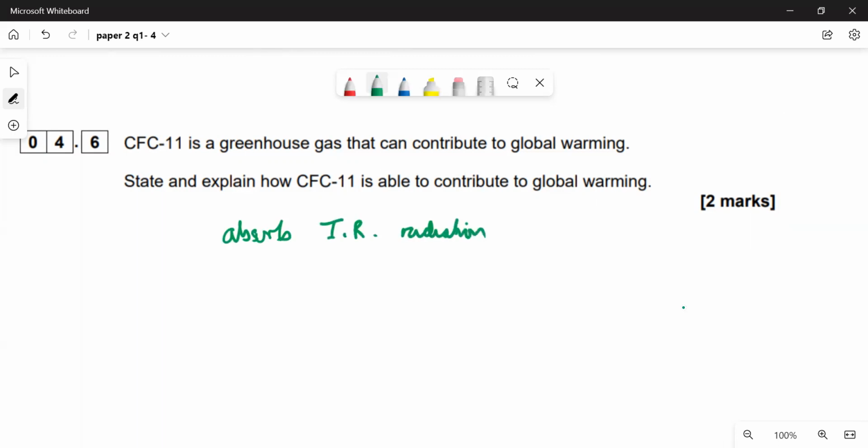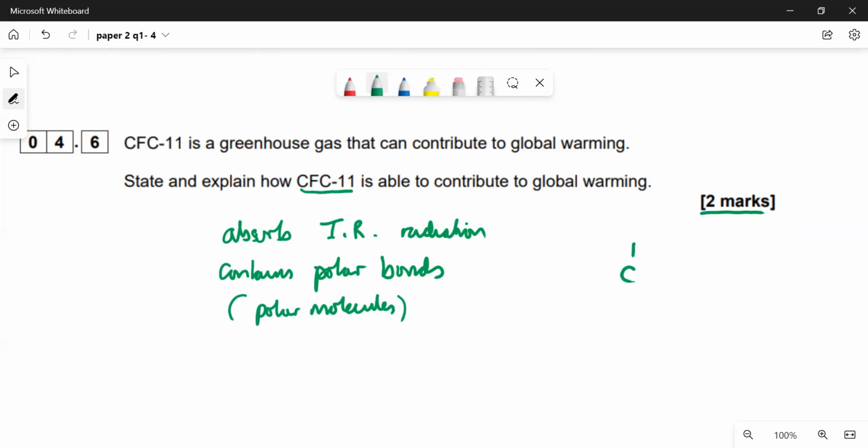But then it's two marks. You have to say why it can absorb infrared radiation. Now it's because it contains polar bonds. The mark scheme, I think, is actually not quite right. It says because it contains polar molecules. And that's true of CFC-11. It is polar.